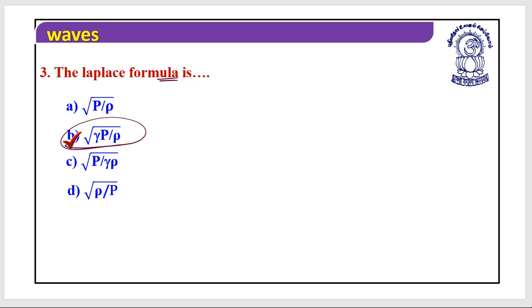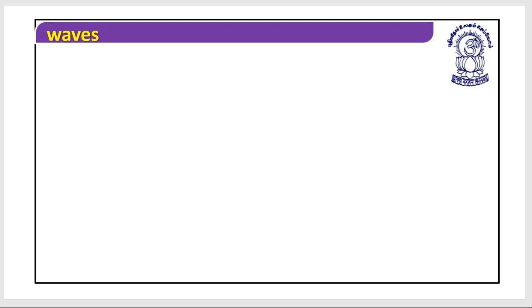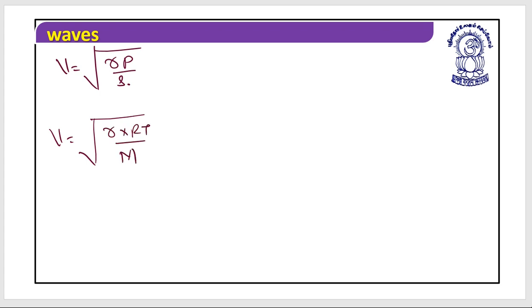Yes, so this was the relation given by Laplace, and for all our numerical needs we are going to use this. Let's have certain variations based on this. V is equal to root of gamma into P by rho, and we have already derived this: V is equal to root of gamma into RT by M.